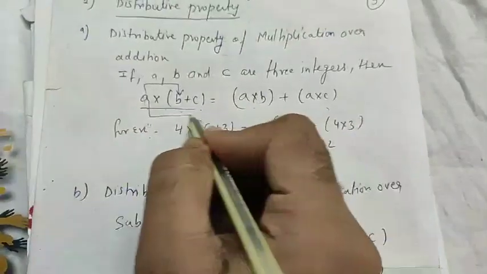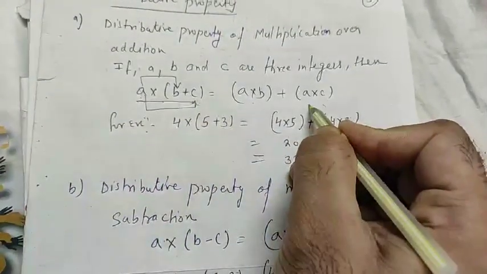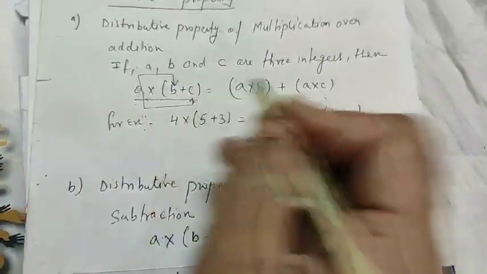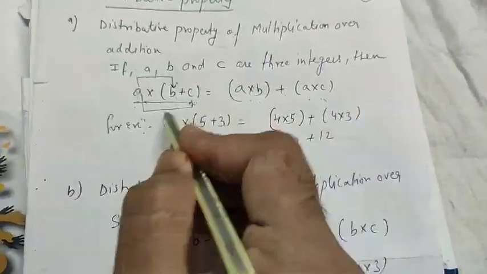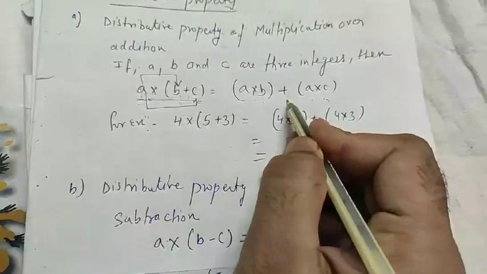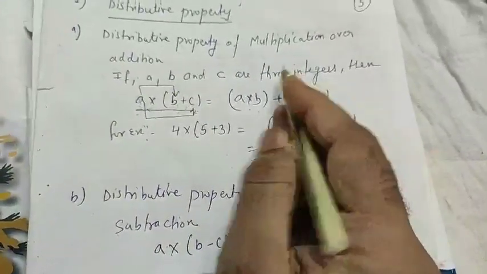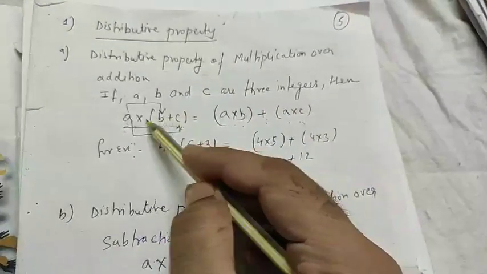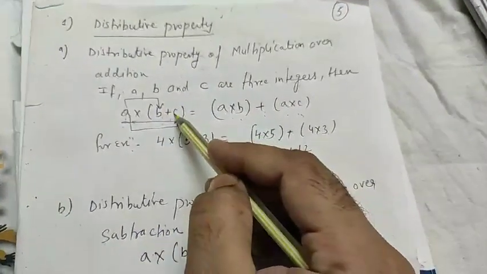Then this a will be multiplied by c in the next bracket. Clear? A into b in the first bracket and a into c in the second bracket. And the plus sign, the sign which is here, will come in the center. Clear? This is known as the distributive property of multiplication over addition, because multiplication is here over the addition sign.